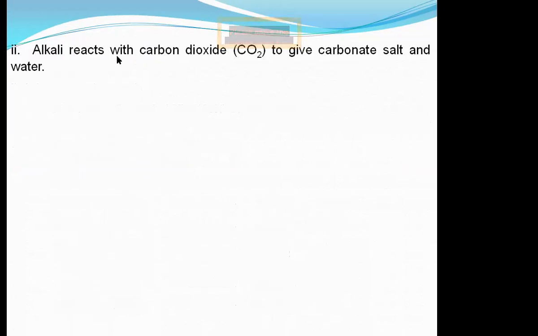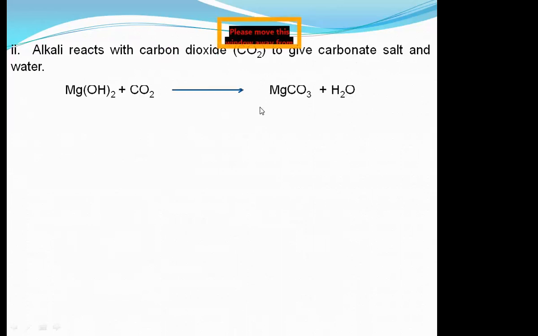alkali. Alkali, this is not a base. Metallic hydroxide reacts with carbon dioxide to give the respective carbonate salt along with the production of water. For example, magnesium hydroxide is an alkali. It reacts with carbon dioxide and forms magnesium carbonate.